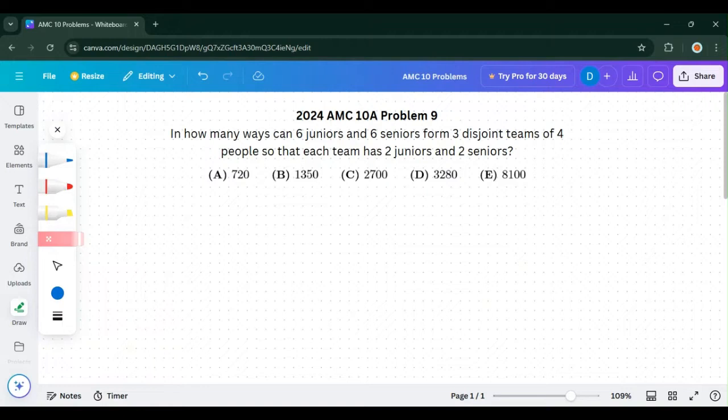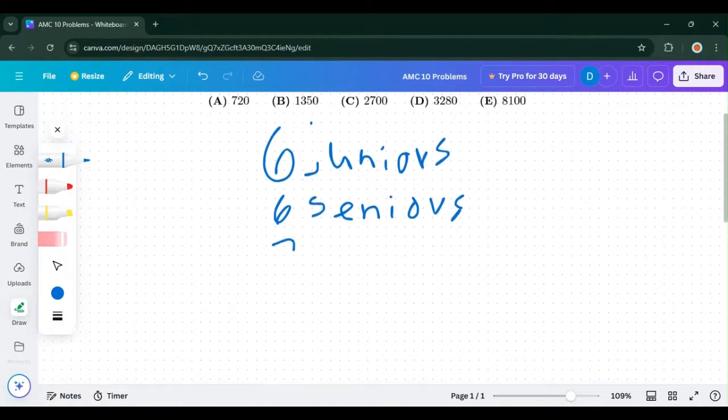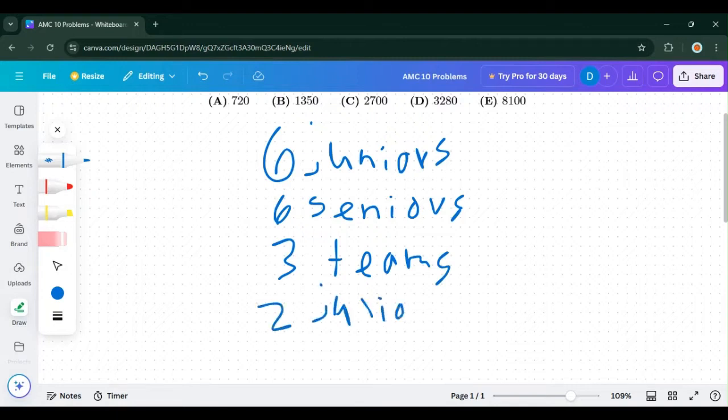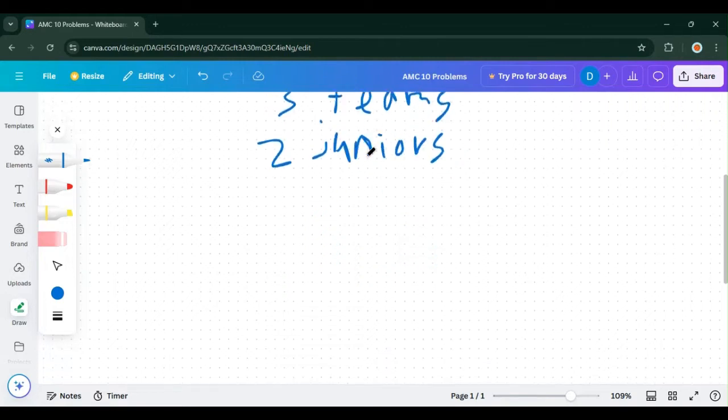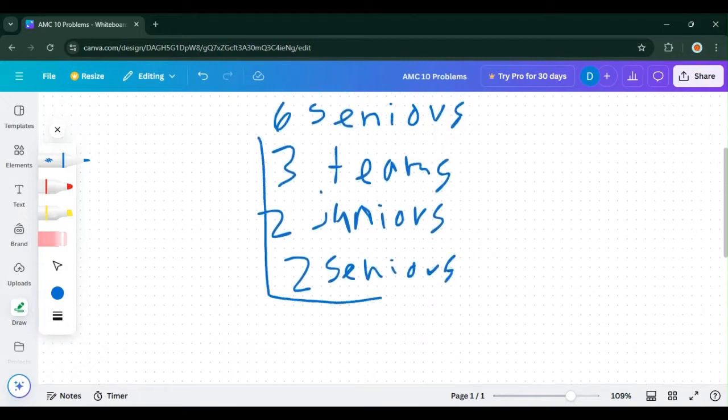So as you see here, we have 6 juniors and 6 seniors, and we're trying to form 3 disjoint teams. So 3 teams with 2 juniors and 2 seniors. So this is what we're trying to solve for. We're just going to box it.